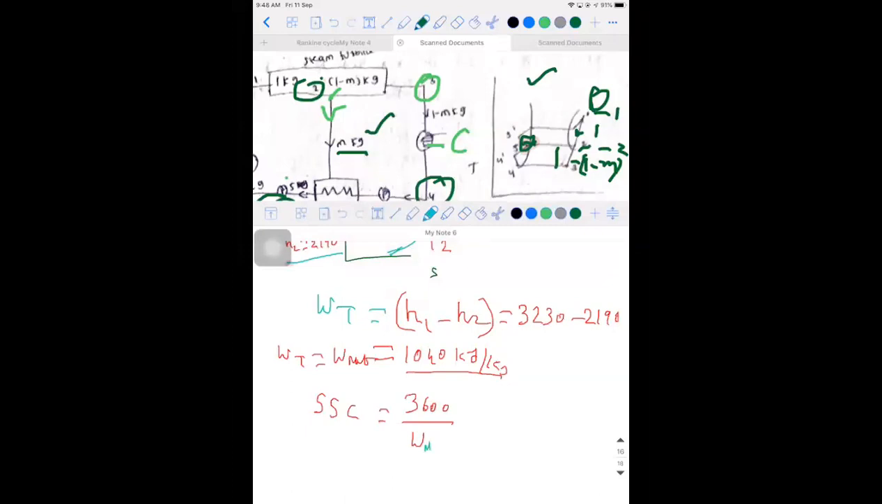It is equal to 3600 divided by, yes sir, what is the 1040, and is equal to how much? Yes sir, 3.46, you were able to rectify, very good sir. 3.46 kg per kilowatt hour. Next, we'll go with the efficiency.